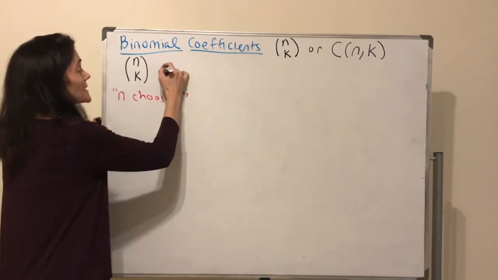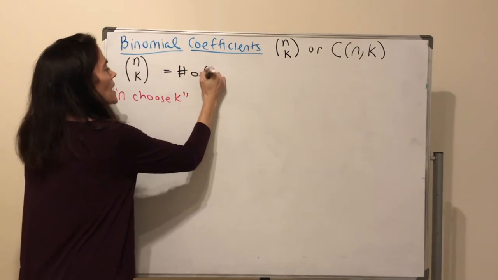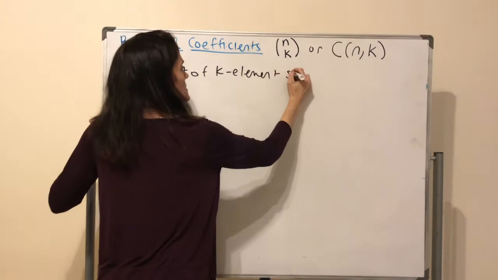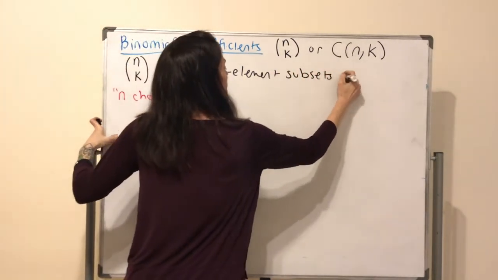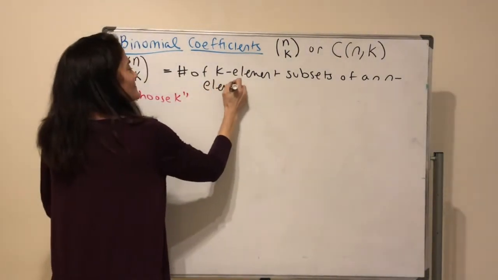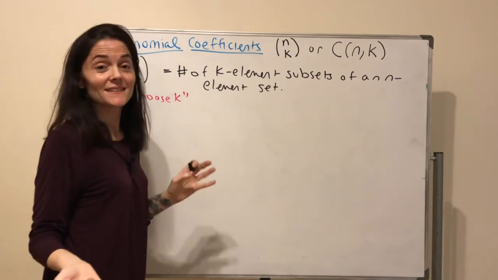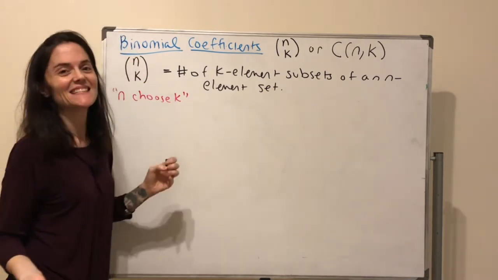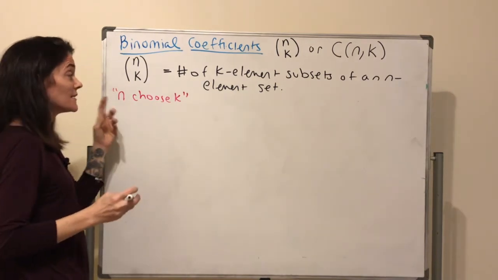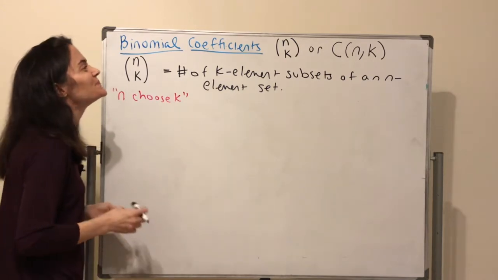Okay, well, what is this? By definition, n choose k is the number of k-element subsets of an n-element set. So in particular, n and k should be non-negative integers, and for this to be defined, k should be less than or equal to n, for example.